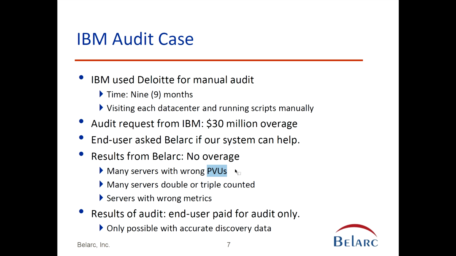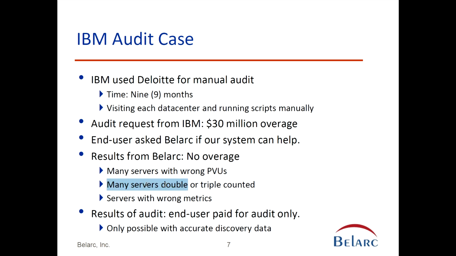When Belarc ran our discovery, we did find the right metrics: CPUs, types, models, cores, hyperthreads, and found that the actual PVU numbers were 50 to 70, so a third to a half of what Deloitte had put in. So, pretty substantial difference there.